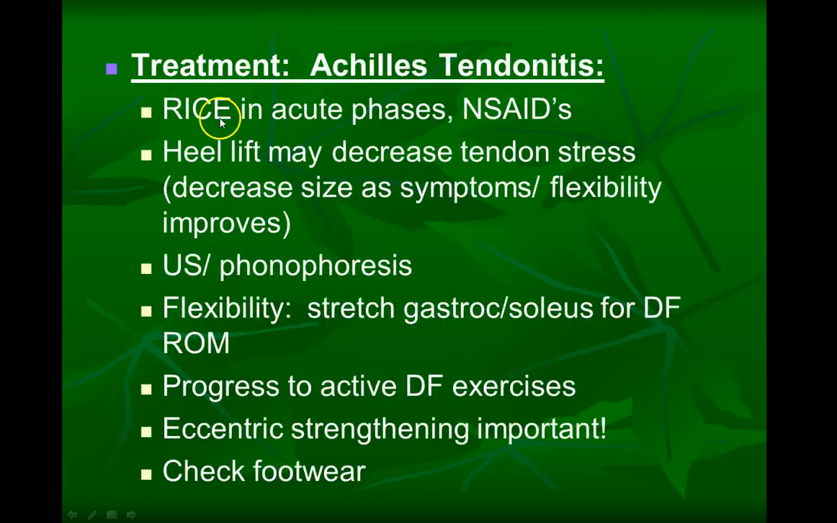Treatment isn't going to look really that much different than things that we've seen before. Rest, ice, compression, elevation, non-steroidal anti-inflammatory drugs. If a person has a lot of gastrocsoleus tightness, a heel lift might really help to decrease that tendon stress, and then that heel lift can be diminished to a smaller size as their flexibility improves and they gain a little more range of motion throughout that ankle and the gastrocsoleus are not so tight. Ultrasound, phonophoresis, good treatments of choice to get the inflammation down.